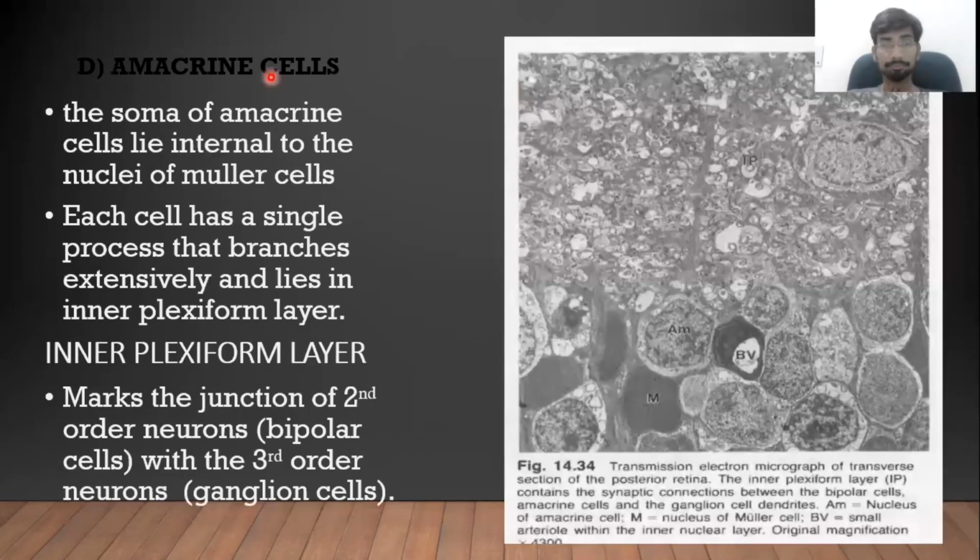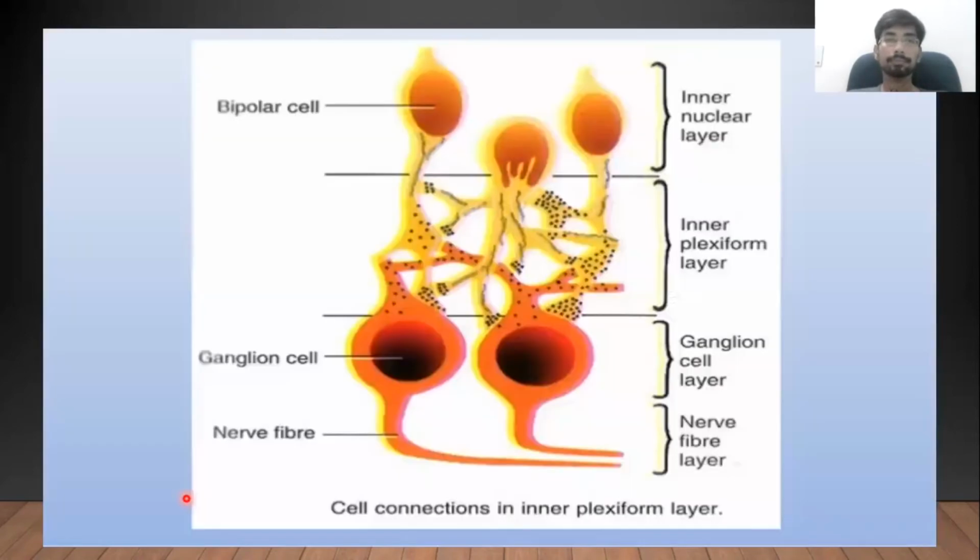Amacrine cells. The soma of amacrine cells lies internal to the nuclei of Muller cell. Each cell has a single process that branches extensively and lies in the inner plexiform layer. Inner plexiform layer marks the junction of second order neuron bipolar cells with third order neuron ganglion cells. So this is the inner plexiform layer where ganglion cell, third order neuron, and second order neuron bipolar cells meet.